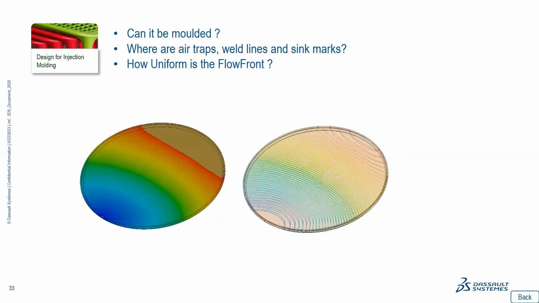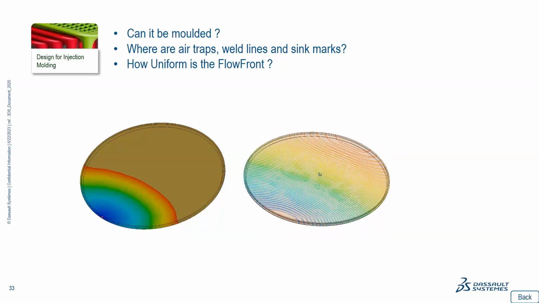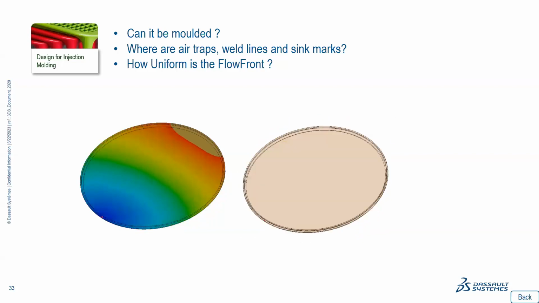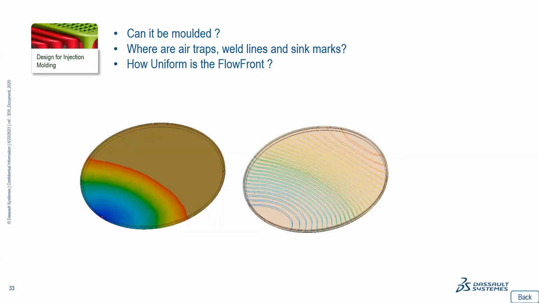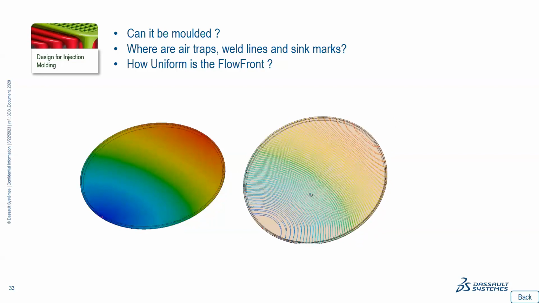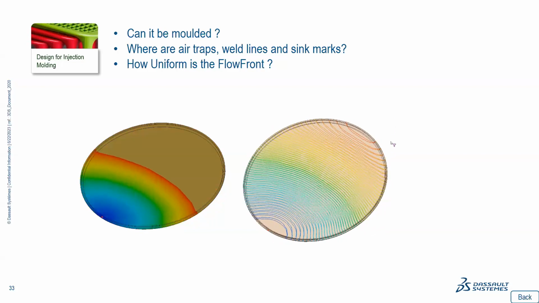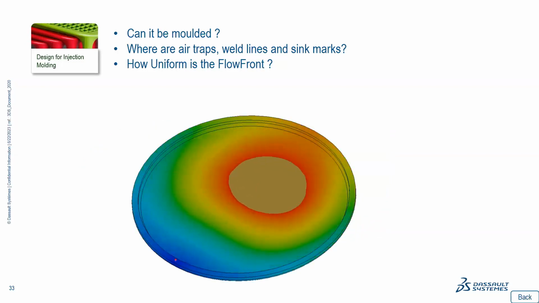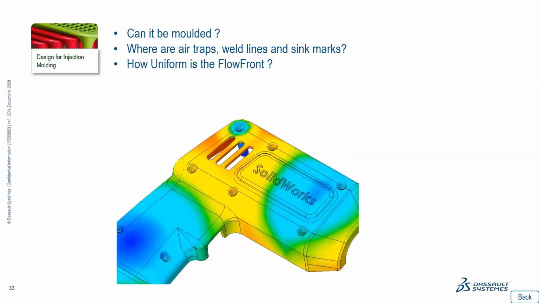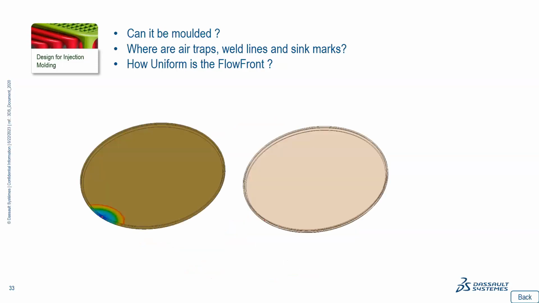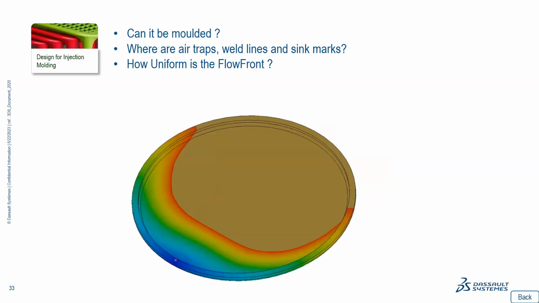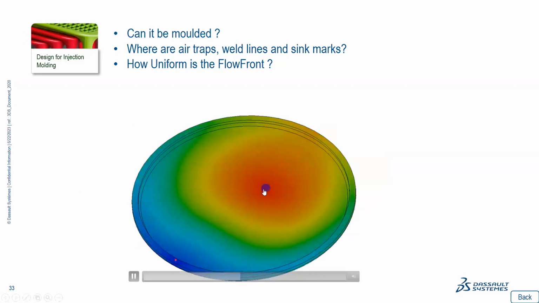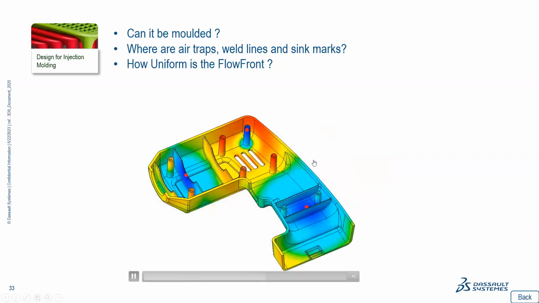Also, what we can see here is some flow fronts. And here we can see that the flow front is very linear. So this is very, very good for the injection. In this example, this one here is where we can see this is not optimized at all. Here we can see that we have an air trap. This is a bubble which is trapped here, so the design is not good.